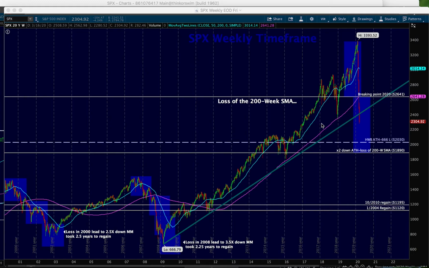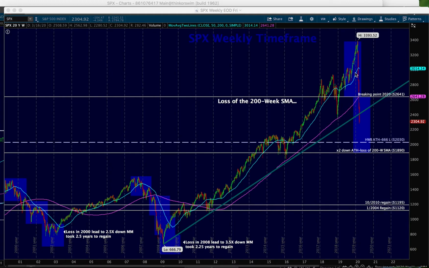So here's that weekly chart showing you this measured move point here using our high that we made in 2020 down to a break of the 200-week SMA, and to do a simple doubling down of that would get us to 1890. And then back here in 2008, we made nearly a triple down. We made a little more than a triple down of this measured move. And back in 1999 to 2000, we made a little over a double down of it. So by simply doubling down, this is conservative compared to what happened the last 2 times in history when the 200-week SMA was violated.